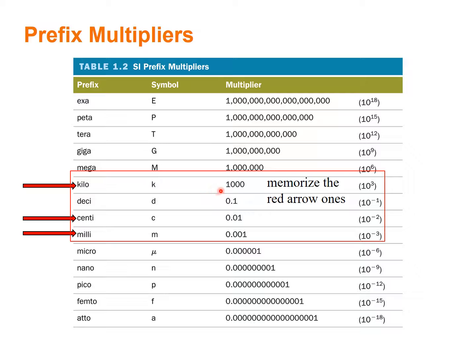Kilo is 1,000, so this is a very large unit. Centi is a very small unit. It's 100th. And milli is even smaller than that. It's 1,000th. You can also look at this in terms of scientific notation. So 1,000ths would be 10 to the minus third.